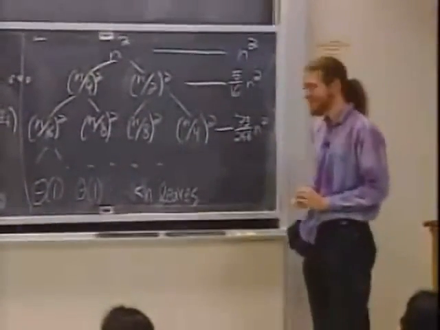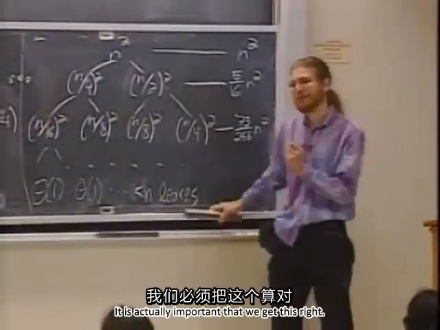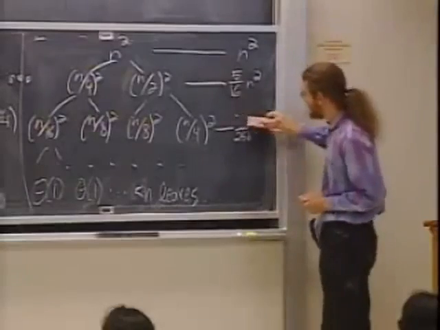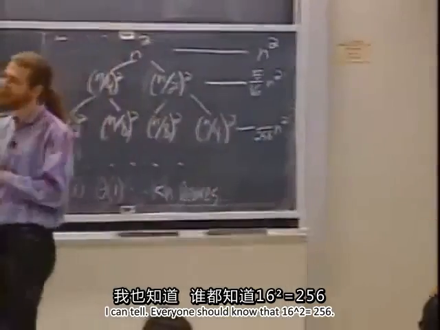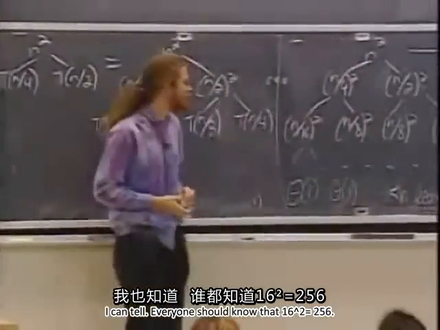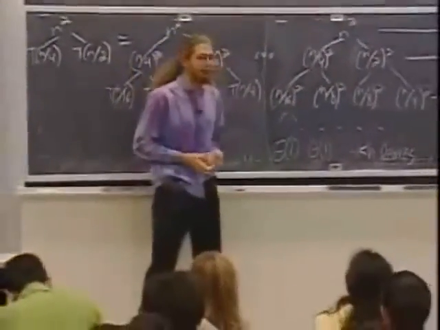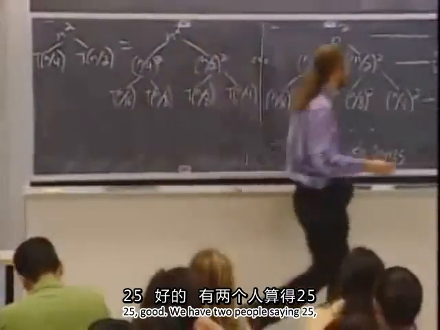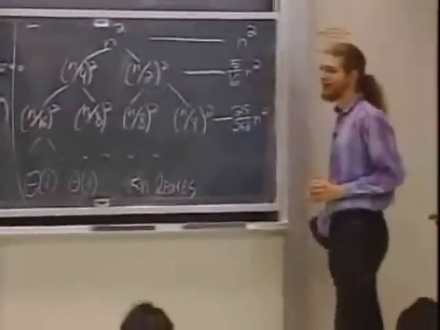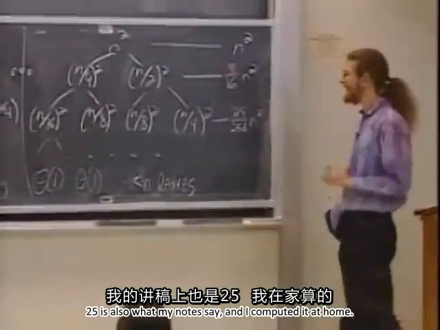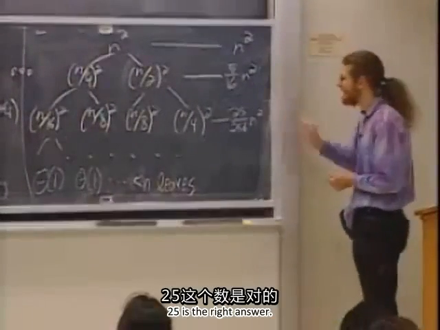Closer. It's actually important that we get this right. The 256 is correct. I can tell 256, everyone should know 16 squared is 256. We're computer scientists. 25, good. We have 2 people saying 25, therefore it's correct by democracy. 25 is also what my notes said, and I computed it at home. 25 is the right answer.